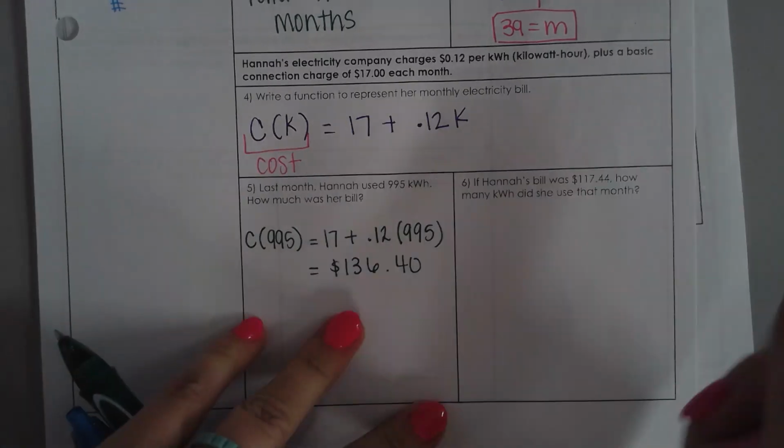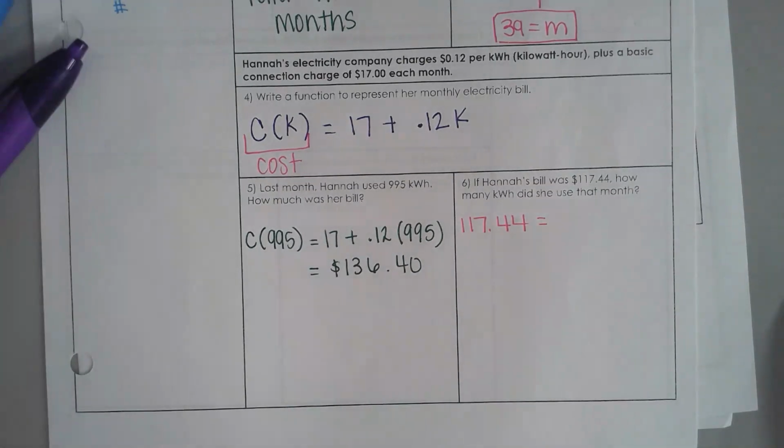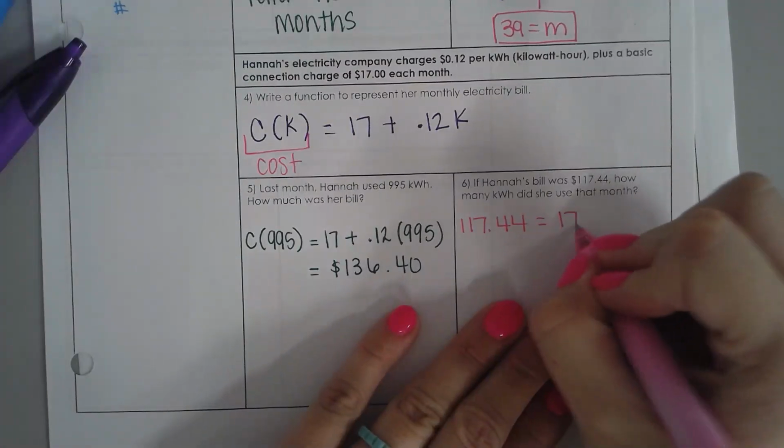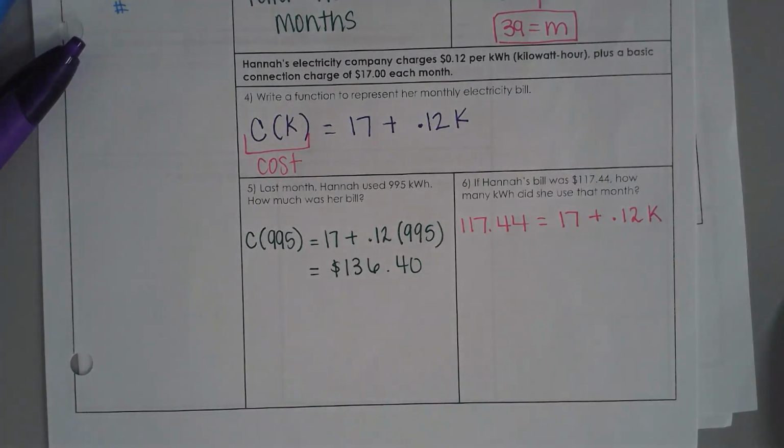So 117.44 equals 17 plus 0.12K. This is a whole new question. That $995 from the last question does not apply here. This is a different month. Now, based on this amount, do you think that my number will be smaller or bigger than 995? Smaller, right? She's paying less, so she should have used less electricity that month.